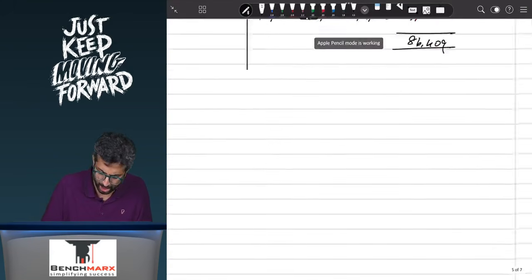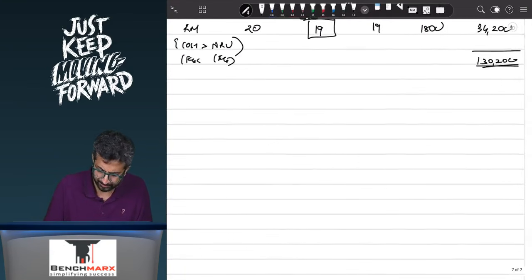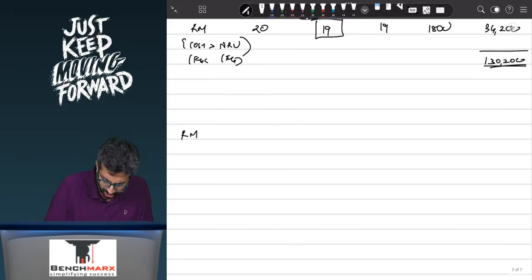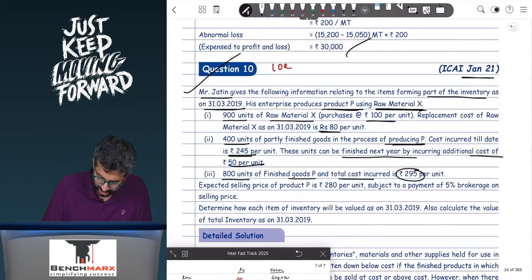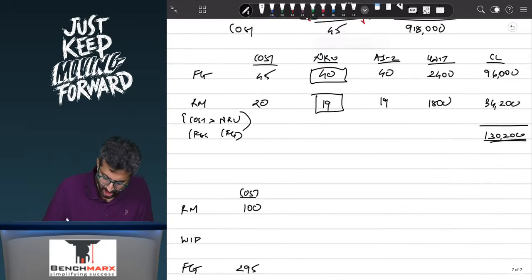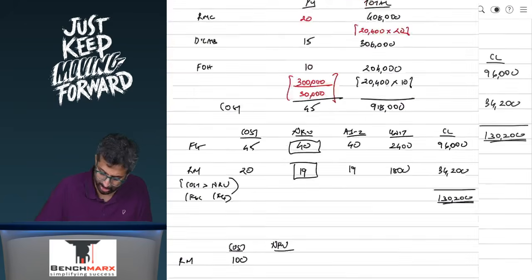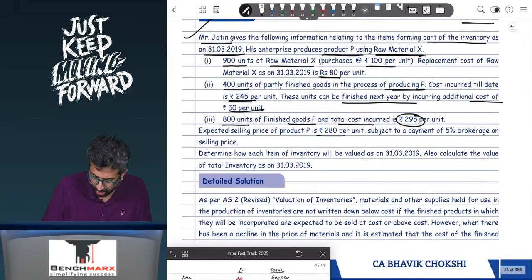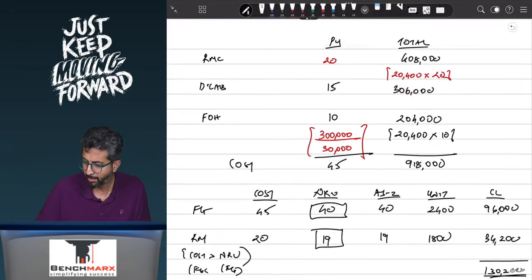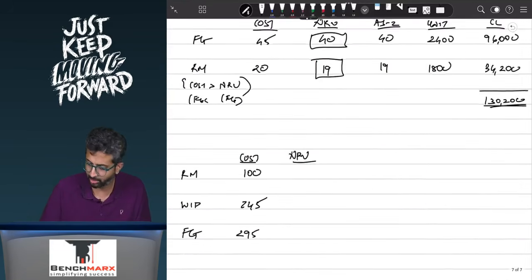So if I go to see over here, you will have, let us say, raw materials, WIP, finished goods. Now I can say that cost for each of them, I know this is 295, this was I think 100, and WIP was I think 245. Now I need to find the NRV or replacement cost as the case may be. So expected selling price of the product is 280, subject to a payment of 5% brokerage on the selling price. So this is 280 minus 5% will possibly come to 266.